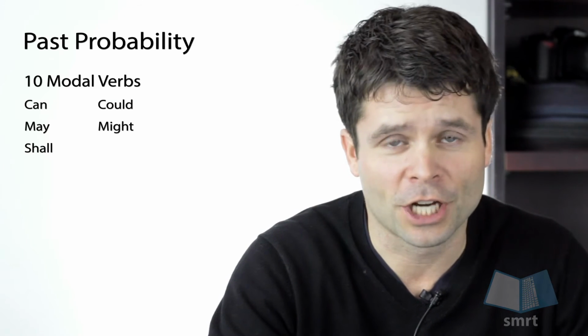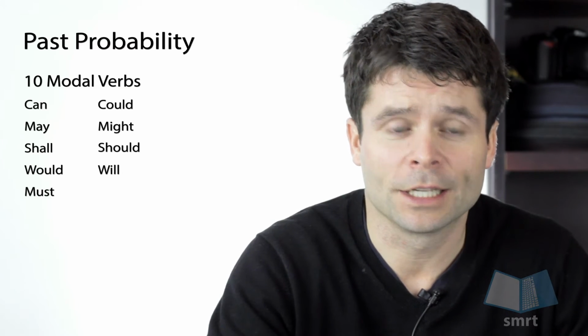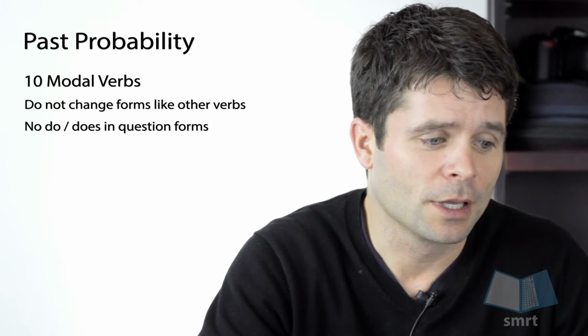Okay, we're going to talk about past probability. So there's 10 modal verbs. We have can, could, may, might, shall, should, would, will, must, and ought to. They do not change forms like other verbs, so we don't have to worry about that. And there's no do or does in the question forms.